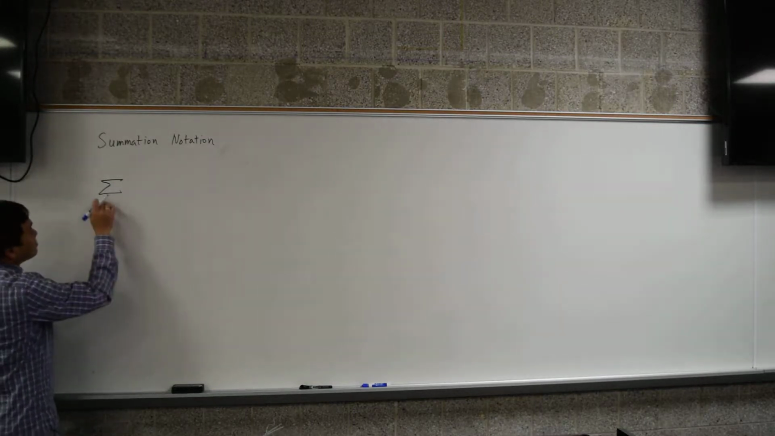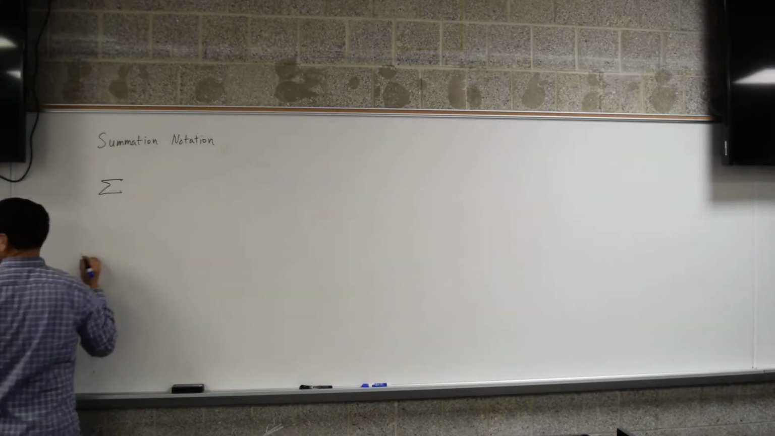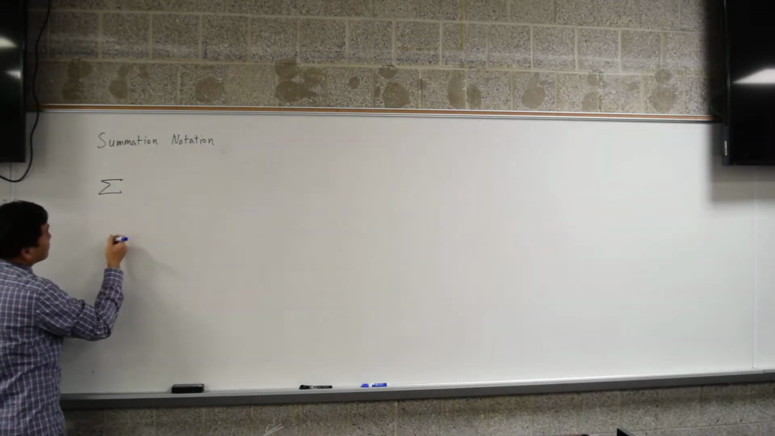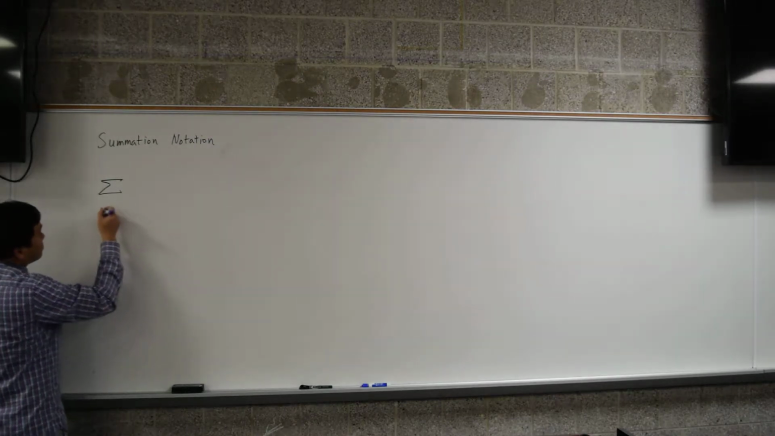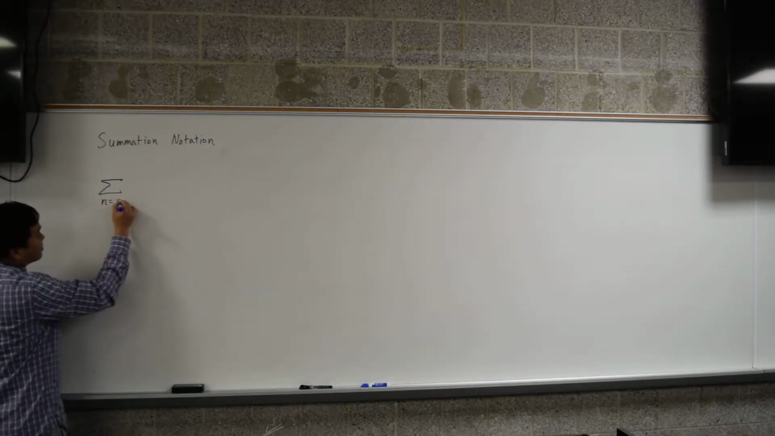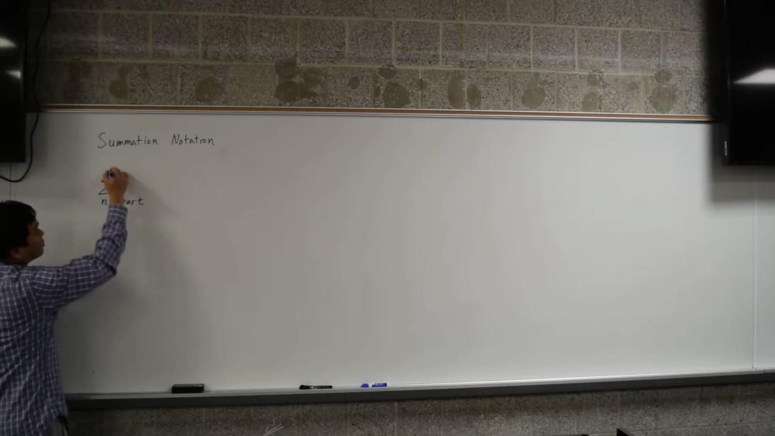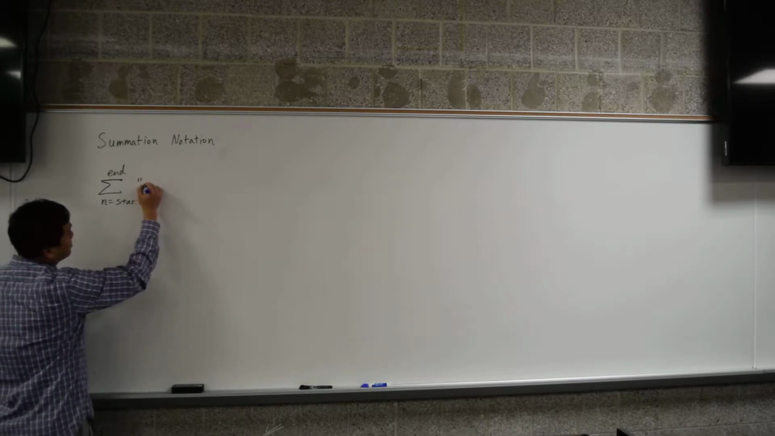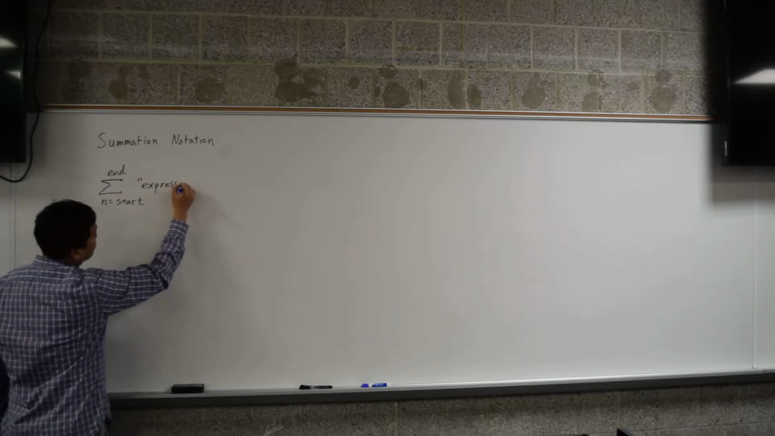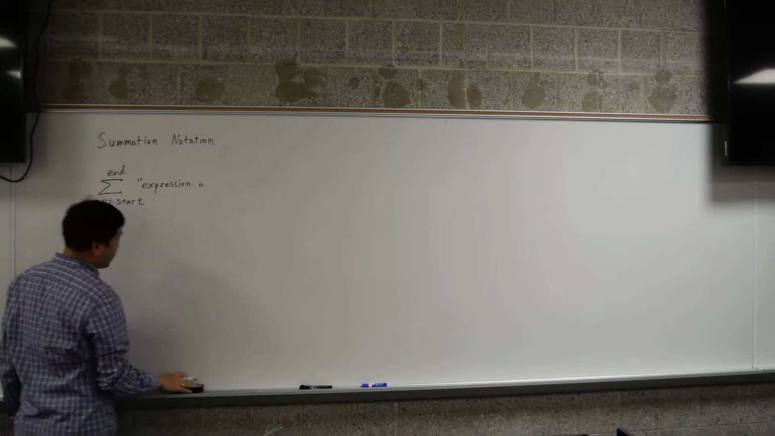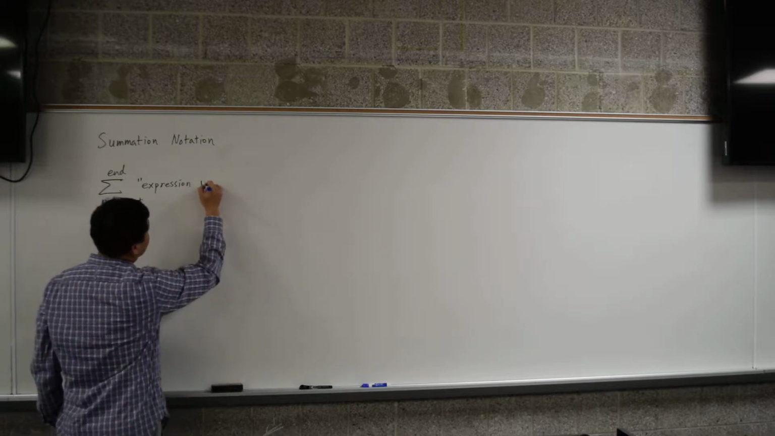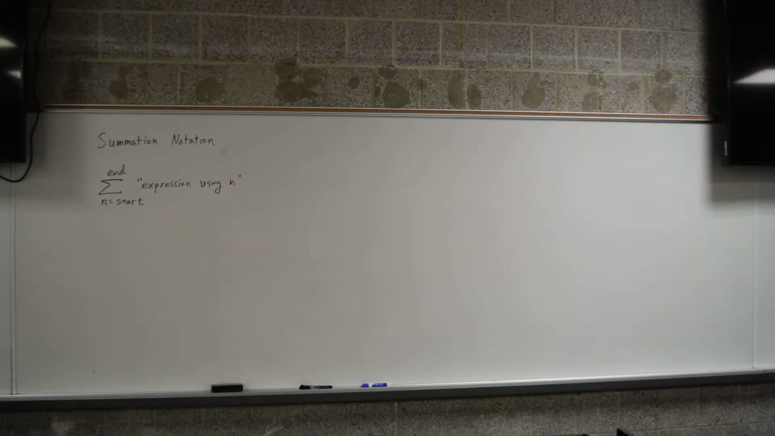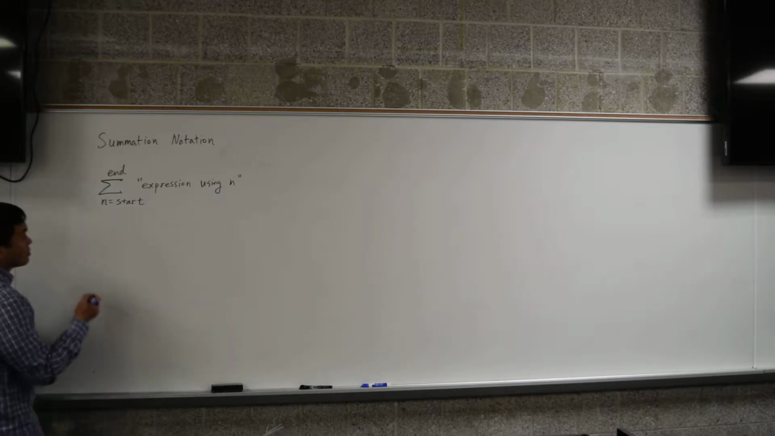All right. So this symbol is used for summation. What is the summation notation? It goes like this. You have a start, and you put the end, and then you write an expression using n. That's the way you use a summation notation.